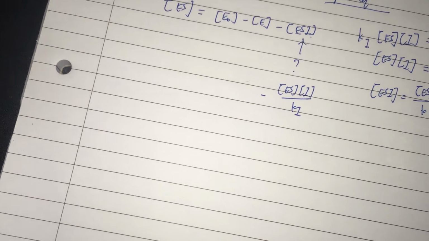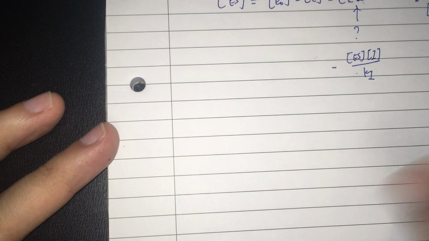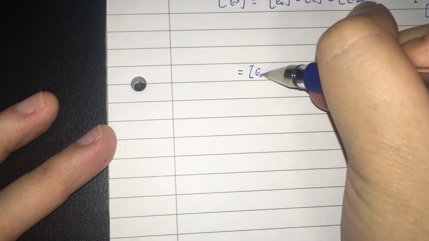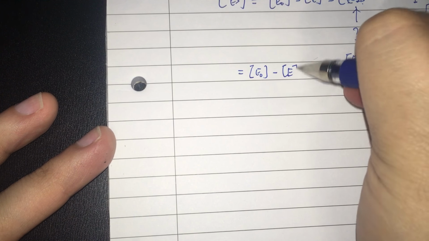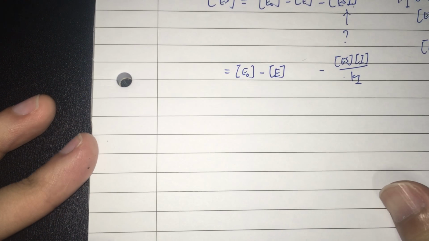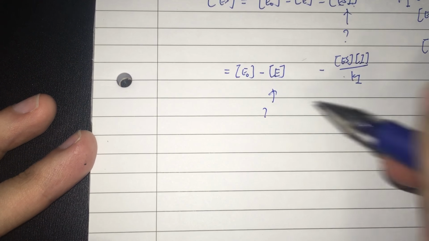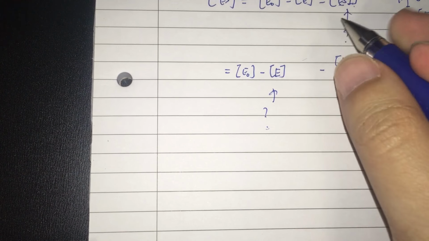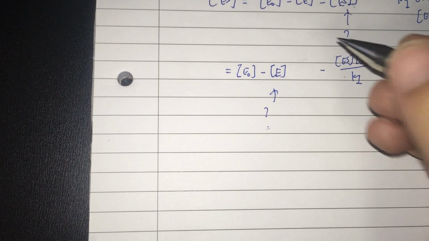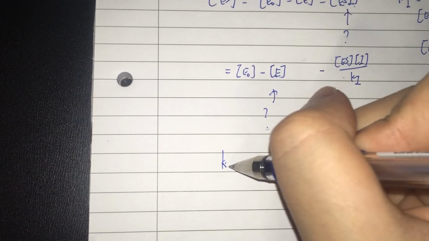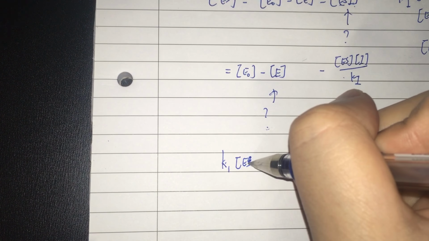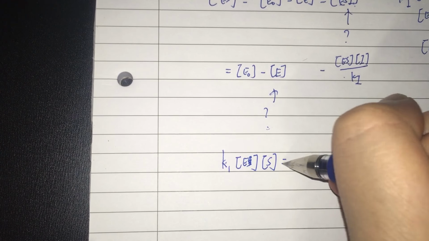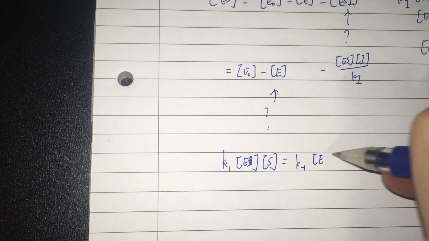Well, let's bring this paper a little bit more to this part. Okay, so you have this, and let's just write for clarity's sake, E naught and E. Okay, so what can we use to substitute into our equation? We probably want to look at the other equilibrium, which is K1 into E into S equals K minus 1 into ES.